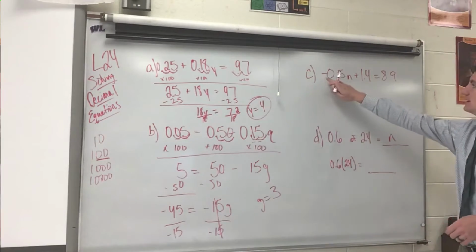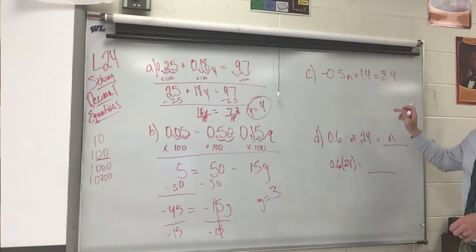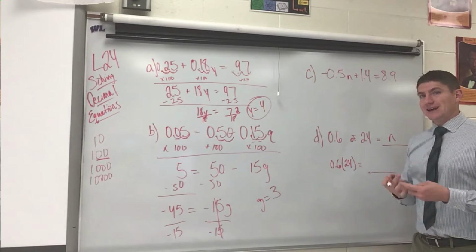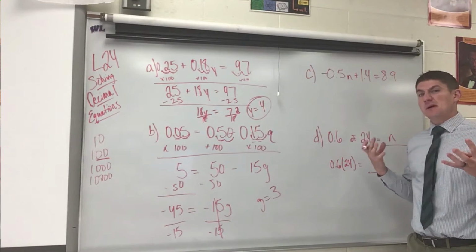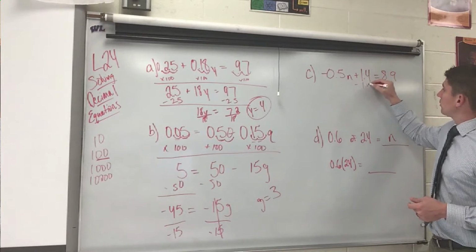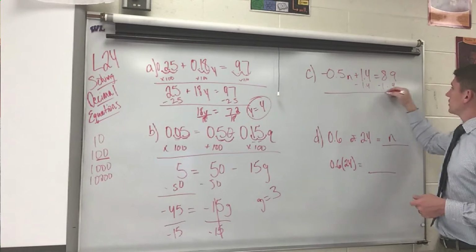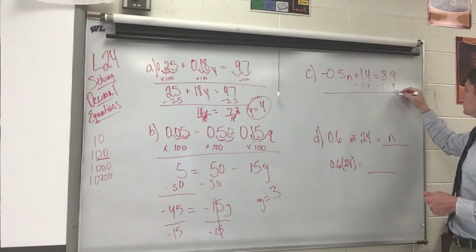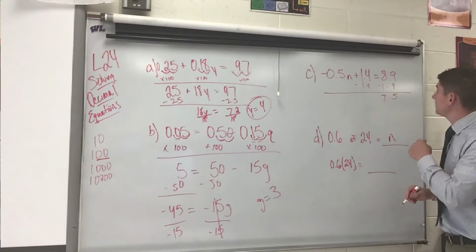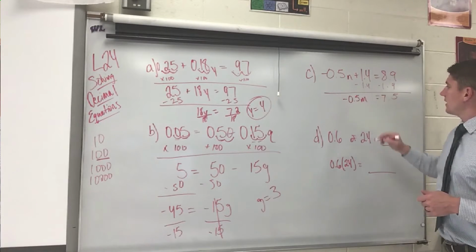Letter C, you've got negative 0.5n plus 1.4 equals 8.9. Now I can just go about solving this with my reverse order and inverse operations and not worry about those decimals if I'm good at using addition and subtraction with my decimals. So I'll minus 1.4, minus 1.4. Notice I line up my decimal. Draw that line for my first step. 9 minus 4 is 5. 8 minus 1 is 7. And I get 7.5 equals negative 0.5n.